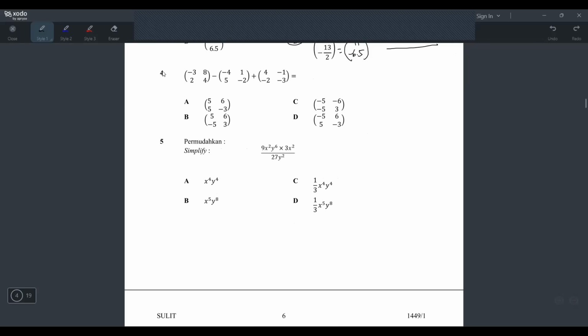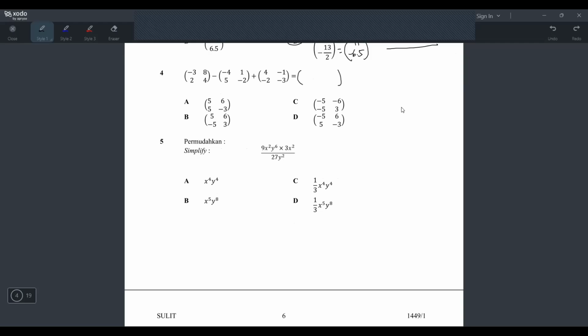Okay, let's continue with number 4. This one is matrix subtraction and addition. So if we add or subtract, we have to make sure they have the same rows and same columns, then we can add or subtract, right? So they are all 2 rows, 2 columns. So we can straight away add and subtract. But for multiplication and division, it is different. It does not need to have the same order. It's just that this number and this number must be the same. That is for multiplication, okay?